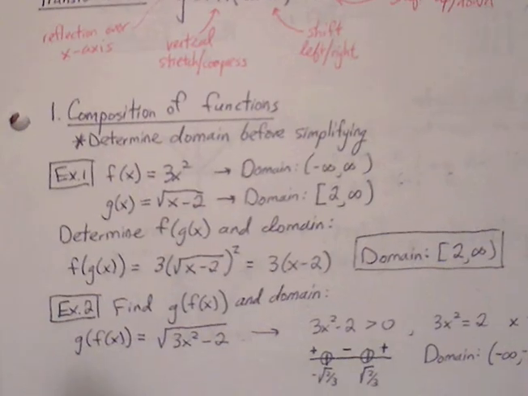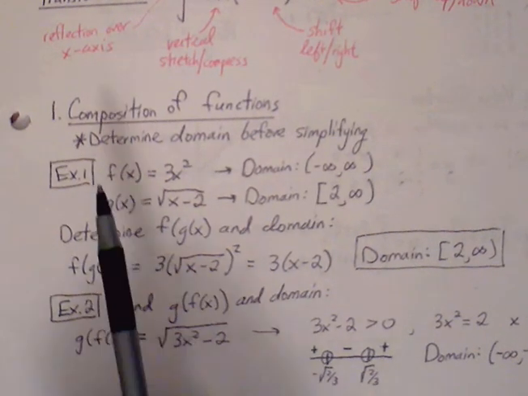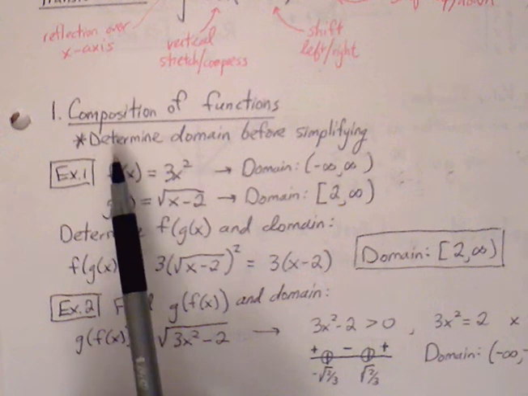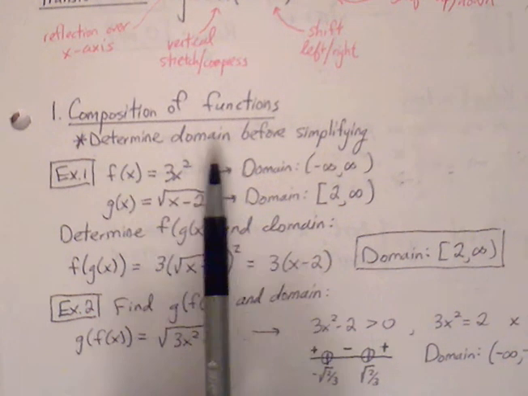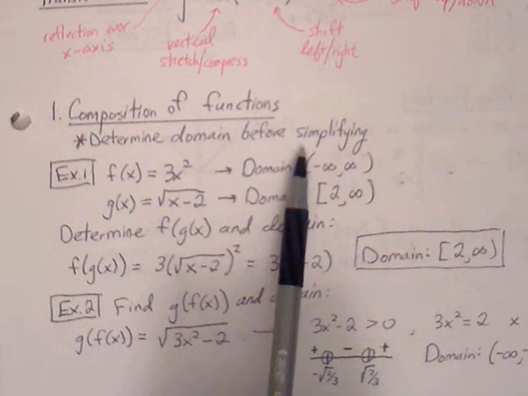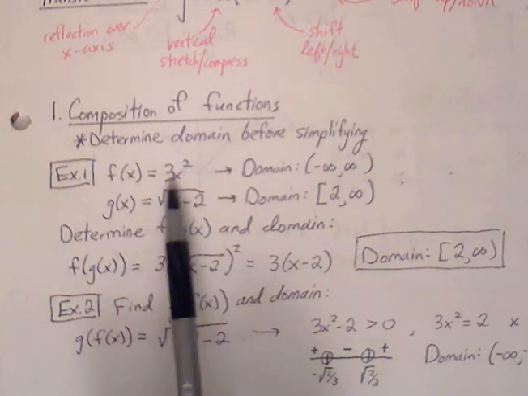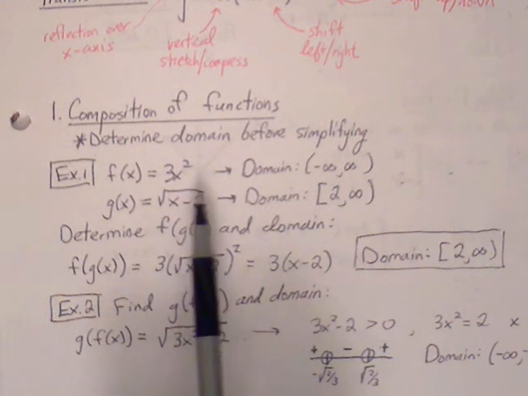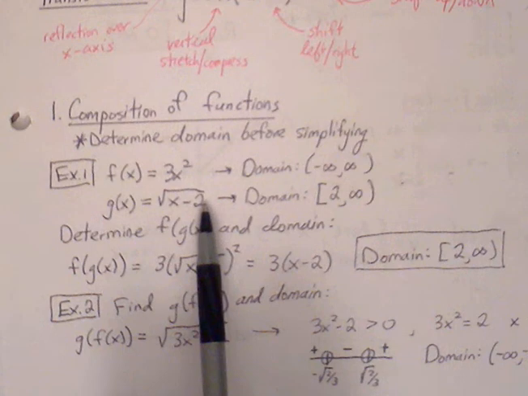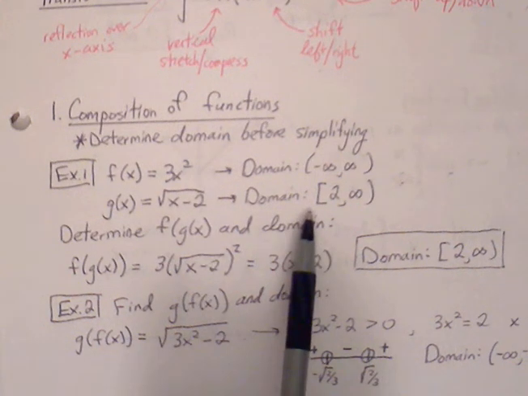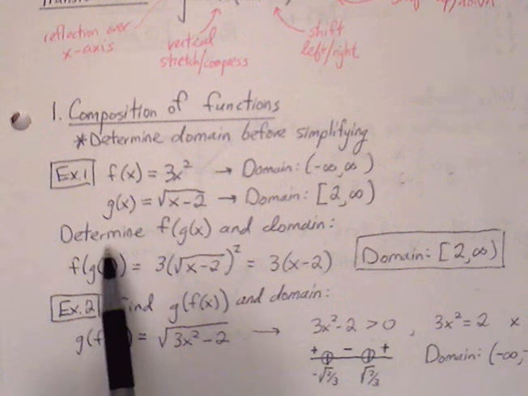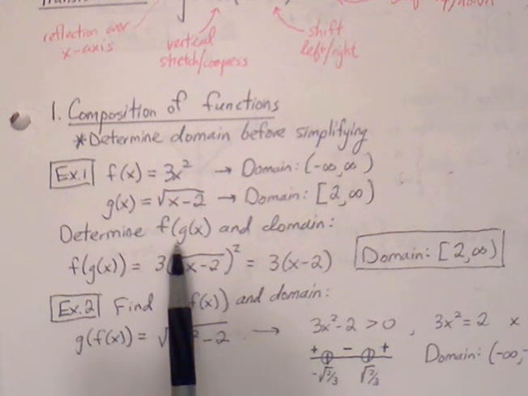Okay, next up, composition of functions. And many times, not always, but many times we're going to have to determine the domain before simplifying. So let's look at this instance. We have f of x being 3x squared. We have g of x being root x minus 2. So let's think about here, we have a parabola, so our domain is all real numbers. Here, root x minus 2, our domain is going to be from 2 to infinity, this being a radical function. Determine f of g of x and the domain.